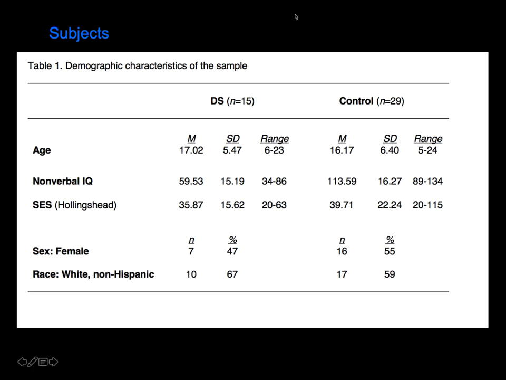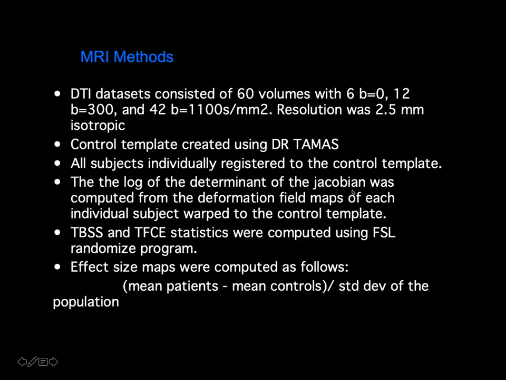These are the demographic characteristics of the Down syndrome cohort and the control cohort. This is some information on how things were computed. I don't need to go through each one of them, but just for the record, this shows the pipeline for measuring things. A metric that we like a lot is the effect size metric, which is a very simple metric: the mean of the patients minus the mean of the controls divided by the standard deviation of the population.